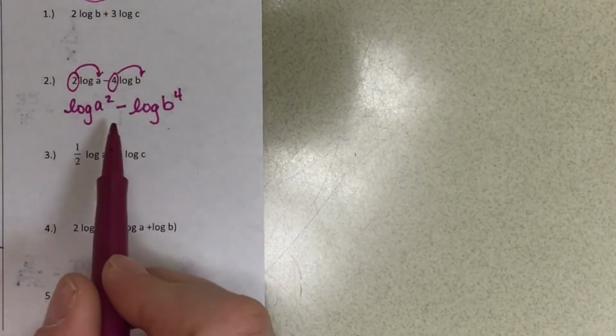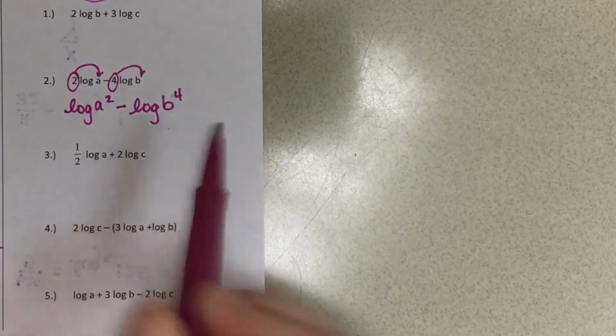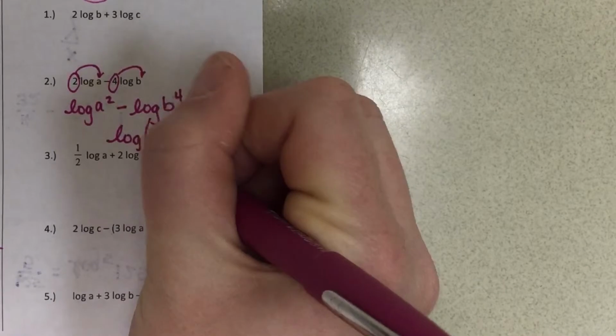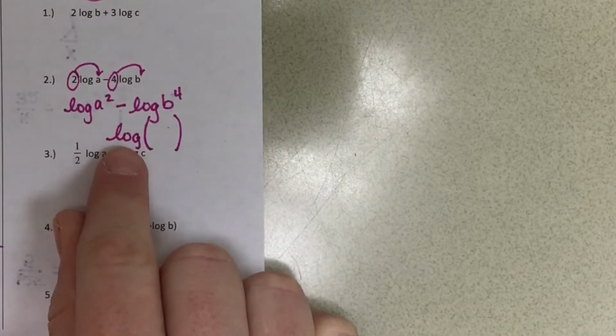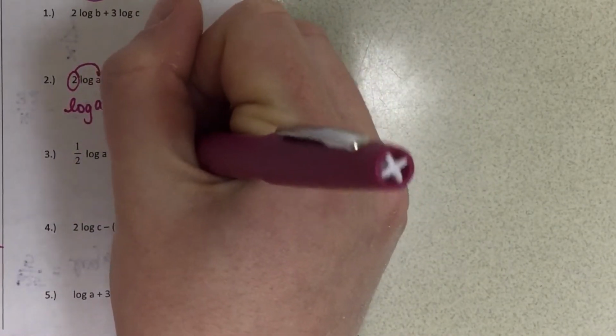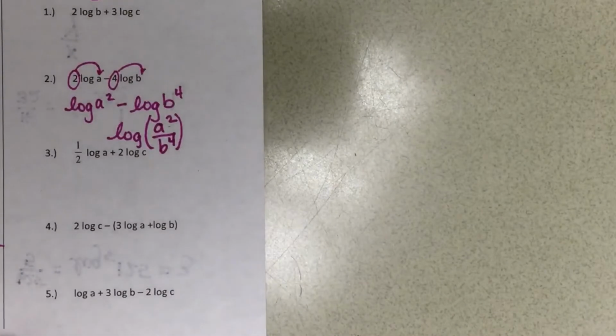But now I have the difference of two logs, which should condense then to the log of a quotient. One log, guys, one log. And so your quotient then is a squared over b to the fourth.